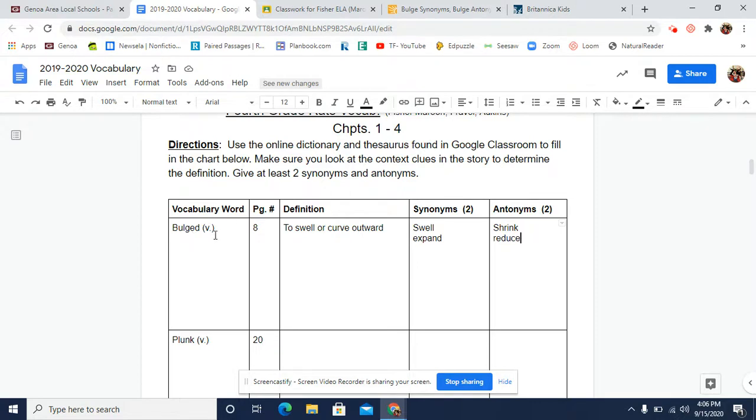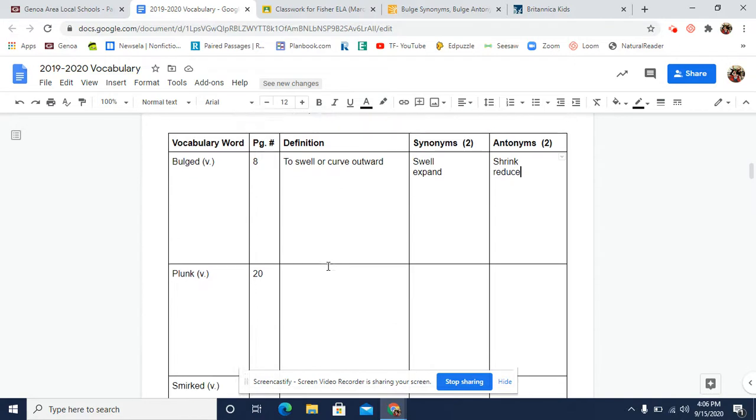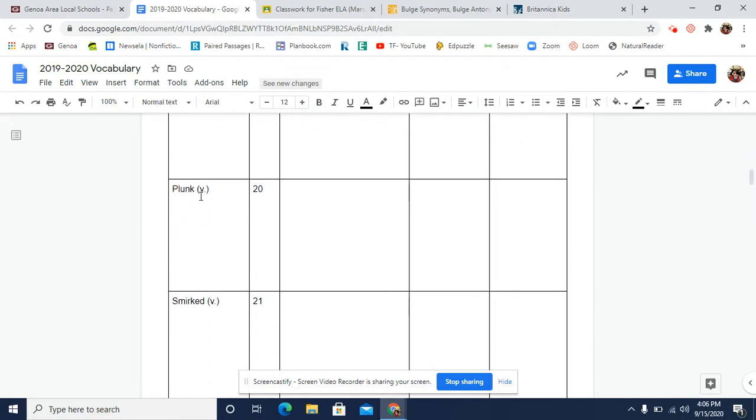So I've done the first one for you. I don't even care if you fill in these ones with the information on your paper, but then you will have to do plunk, which is also a verb, and smirked, which is also a verb. Make sure that you look up the page numbers and read it in the sentence so that your definition fits the meaning in the story.